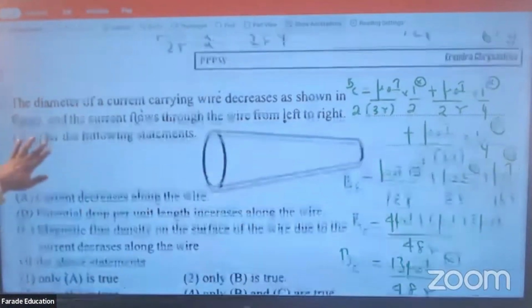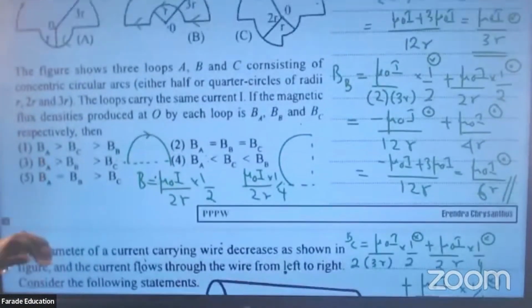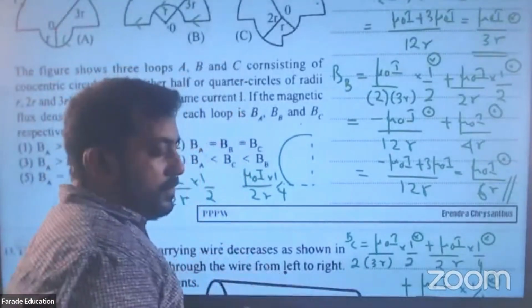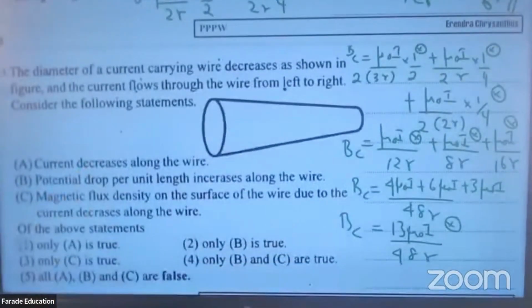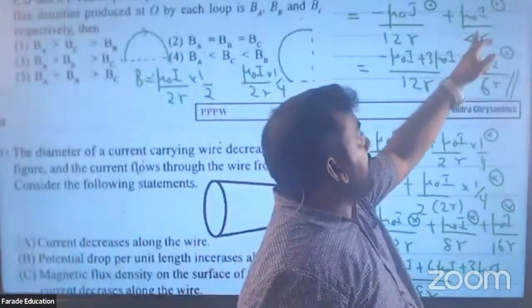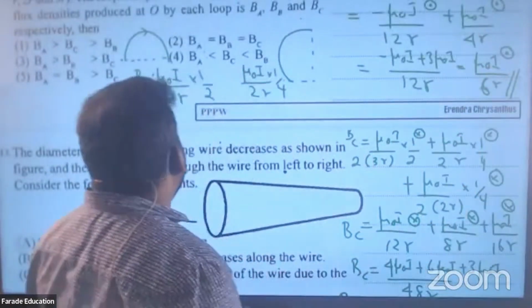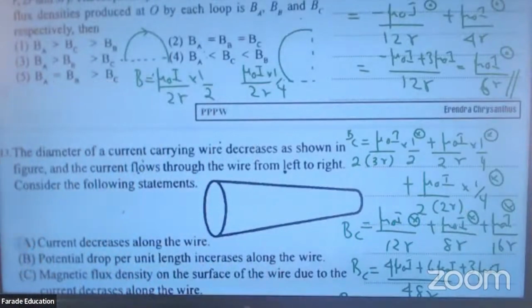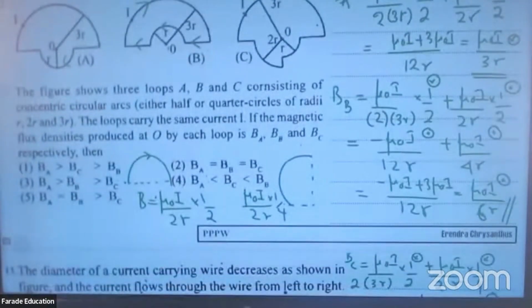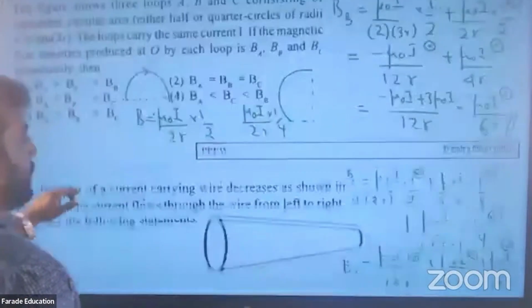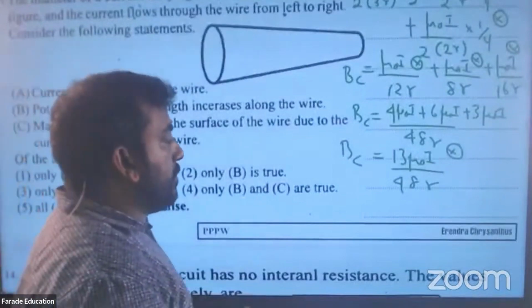So what is your resultant magnetic field strength? A is mu naught I over 3R. B is mu naught I over 6R. C is mu naught I over 48R. Don't need to calculate. When the denominator gets bigger, the value gets smaller. So what can you say? BA larger than BB larger than BC, no? BA larger than BB larger than BC. But let's calculate this ratio a bit.